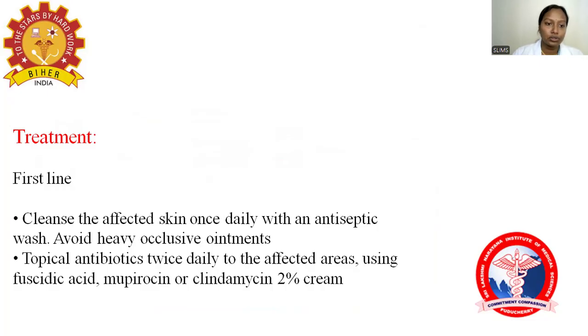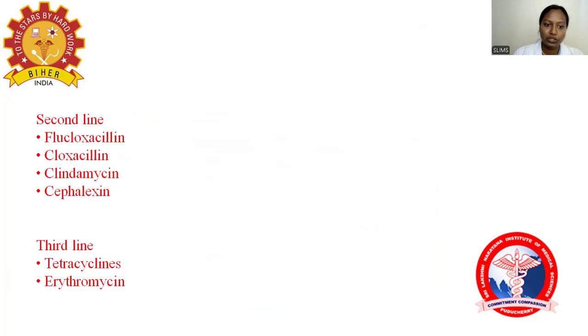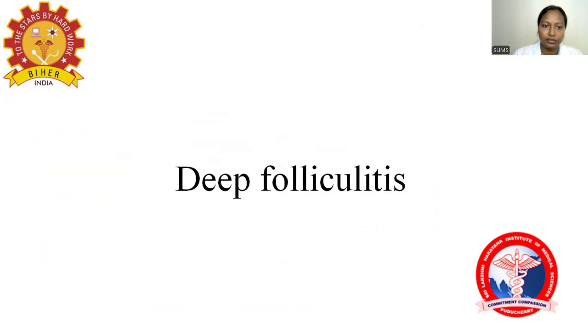Treatment, as I told you earlier, first line, we should always clean the wound, remove the pus collection or any scabs. Then you can give an antibiotic ointment like fusidic acid cream or mupirocin, and oral antibiotics also. So these are second line drugs. Rarely, fluoxetine, clindamycin, everything can be tried.